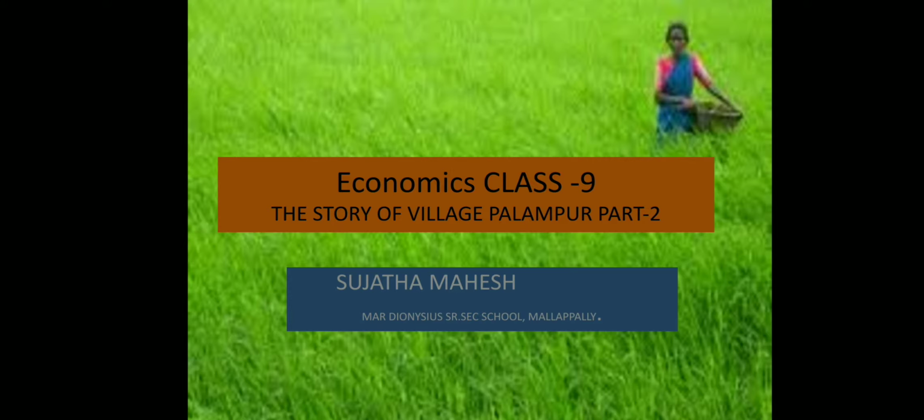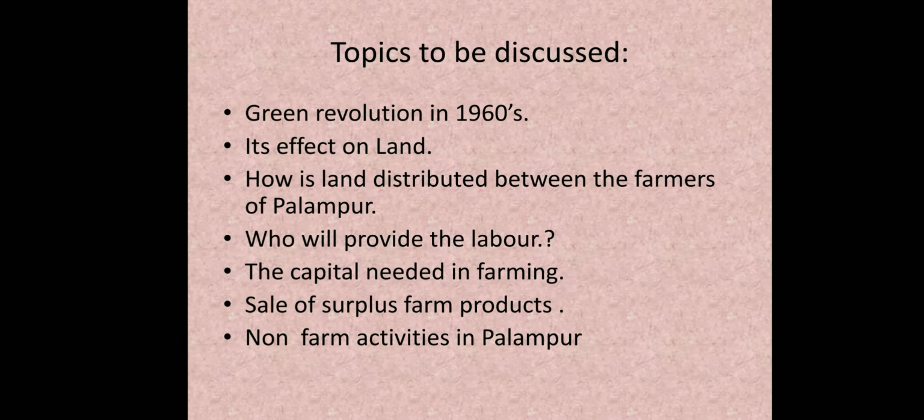In this session, we will discuss about Green Revolution in the 1960s, its effect on the land, how is land distributed between the farmers of Palampur, who will provide the labor, the capital needed in farming, sale of surplus farm products, and non-farm activities in Palampur.